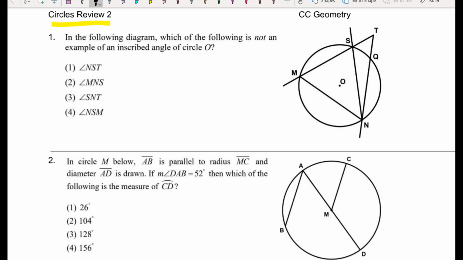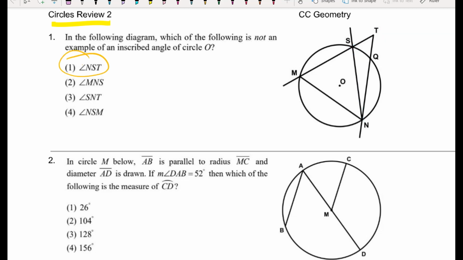Number 1, in the following diagram, which of the following is not an example of an inscribed angle of circle O? Well, remember, if I have a circle, an inscribed angle has a vertex on the edge of the circle, and its rays intersect the circle, something like that, right? And if I look at answer choice 1, angle NST, notice that the ray ST doesn't end on the edge of the circle, so that opens up outside the circle. That would not be an inscribed angle.